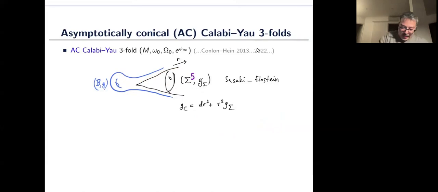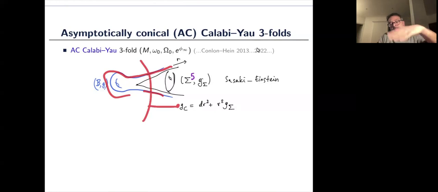My asymptotically conical manifold will mean that I have some complete metric that, outside of a compact set, looks like the cone. So it has some fall-off behavior that is natural to impose, at some polynomial rate.